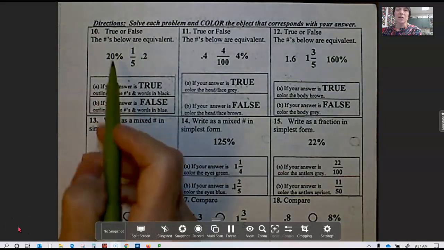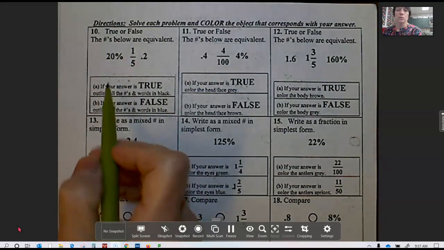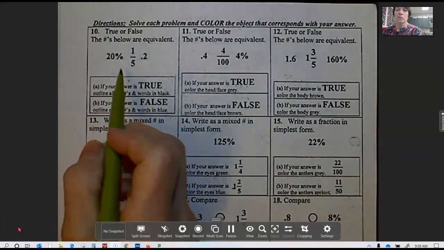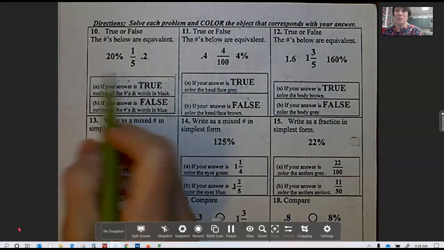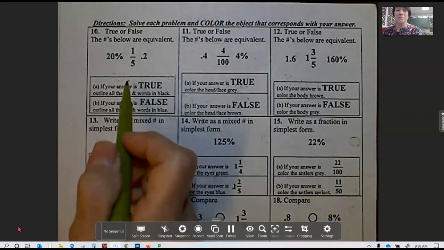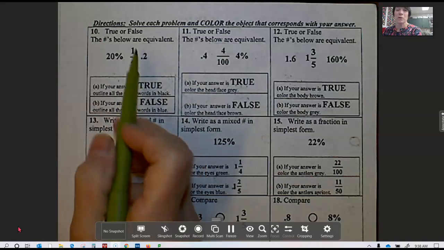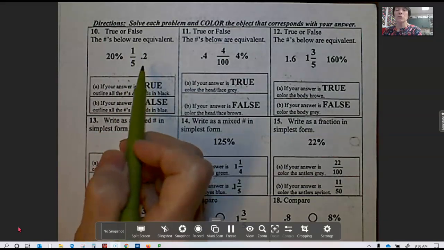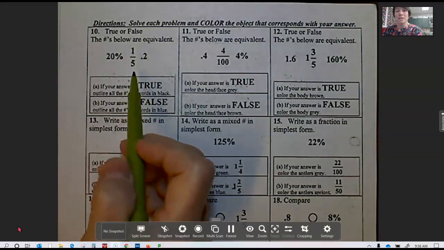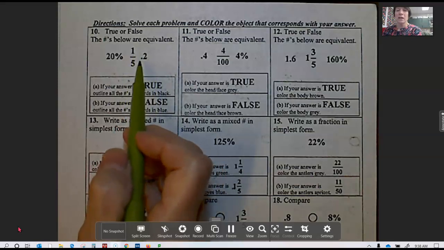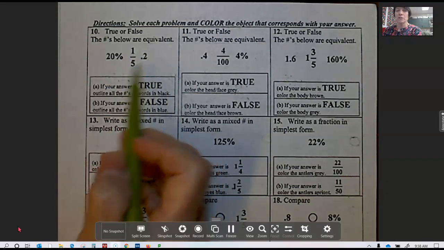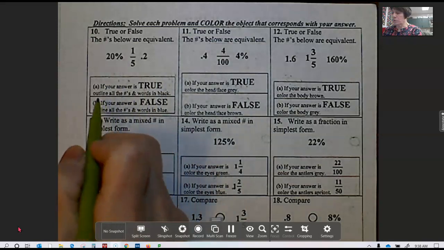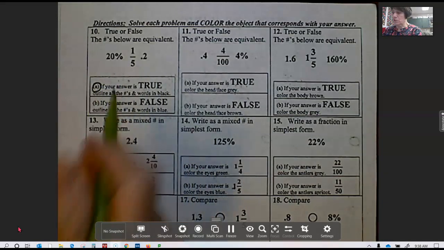Number 10 asks us, are these all equivalent, true or false? You might remember from our memory work, this is one of our memory items: 1/5 is equal to 0.2. If you don't remember, you can take 1 and divide it by 5, you'll get 0.2. And of course, if we move that decimal point 2 places to the right, that would be equal to 20%. So that is true.